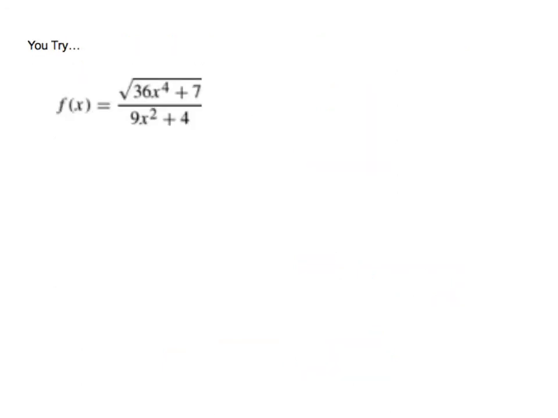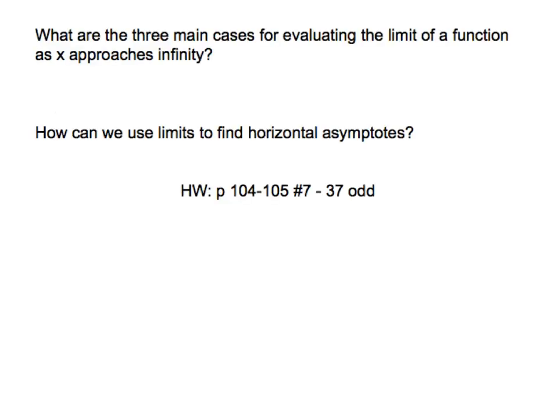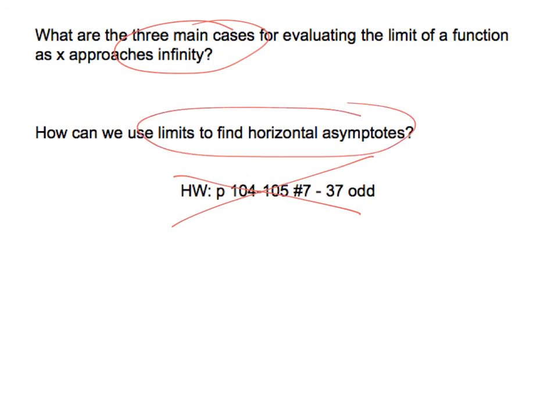Okay, I'm going to leave this one up for you all. See if you can figure out what those horizontal asymptotes are, and we'll talk about that in class. 3 main cases. Look back in your notes in order to summarize that. And how can you use limits to find horizontal asymptotes? All right, big lesson. Nice job. There's a lot of tough things in there, so you might want to watch this a couple of times.